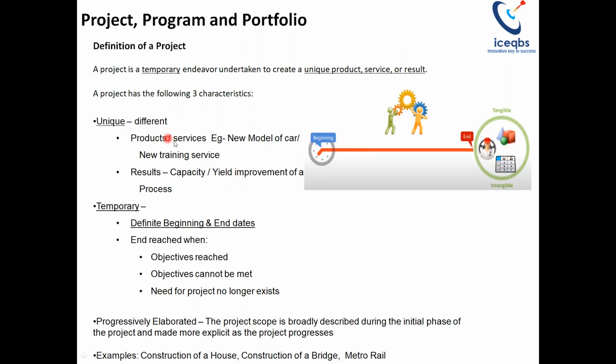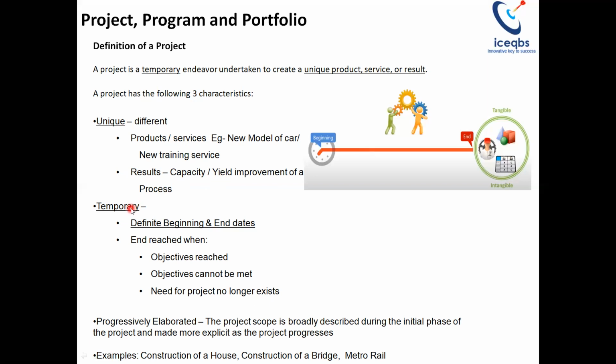The example is setting up a unit for manufacturing a new model of a car, or setting up new training services in an organization. Projects can also be taken up in order to produce some unique results, like for example, increasing the capacity or improving the yield in a particular process.